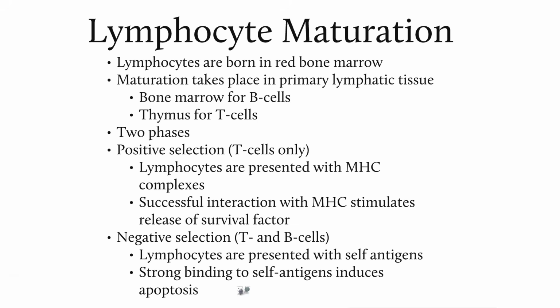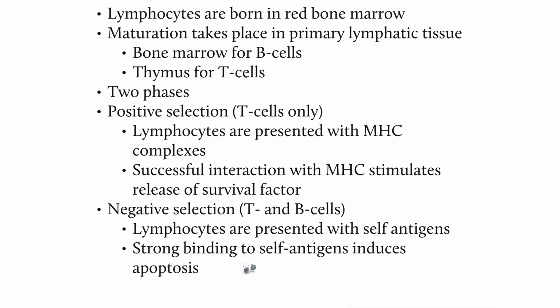Positive selection is ensuring that they can interact with MHC. If they do, they get a survival factor and they continue on. If they don't get that survival factor, then they are destroyed. And then cells that interact with self-antigens are induced to die through a process called apoptosis.